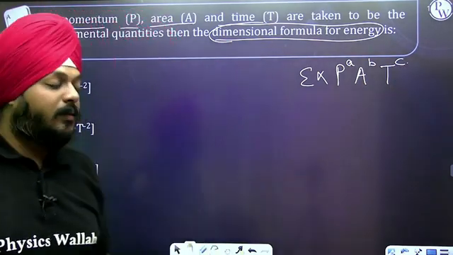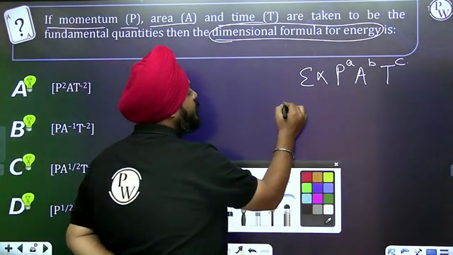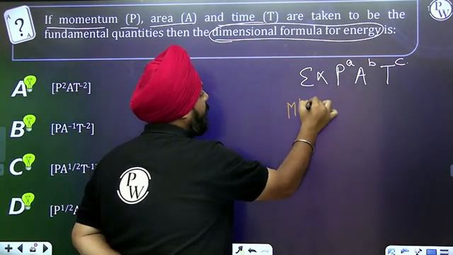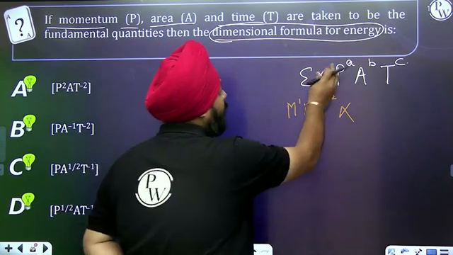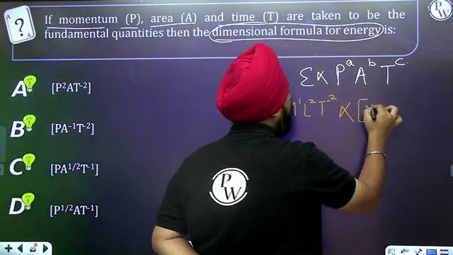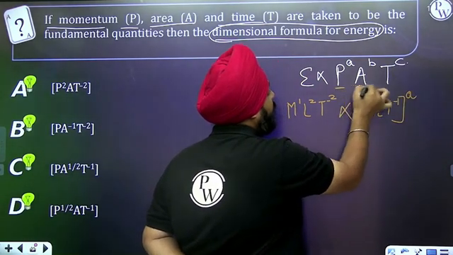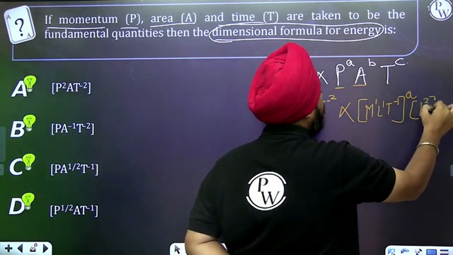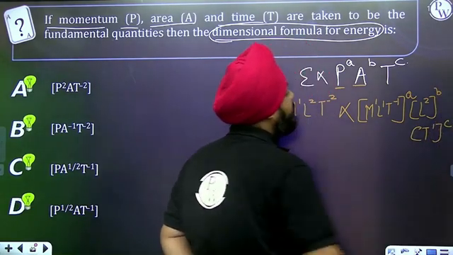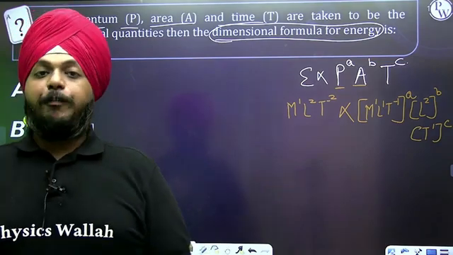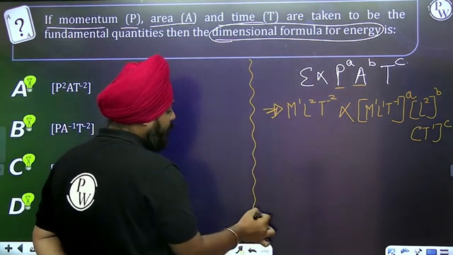Step 1: write down all of those dimensional formulas on either side. The dimensional formula of energy is M^1 L^2 T^-2, which is directly proportional to the dimensional formula of momentum, M^1 L^1 T^-1 whole to the power a, the dimensional formula of area, L^2 to the power b, and the dimensional formula of time, T^1 to the power c. Step 1 successfully completed.